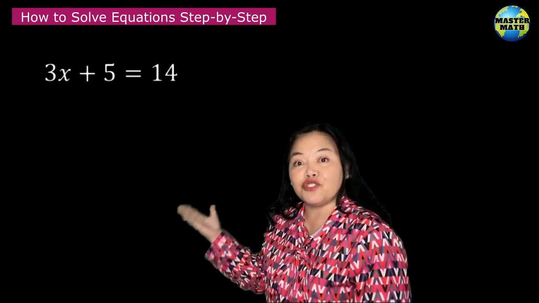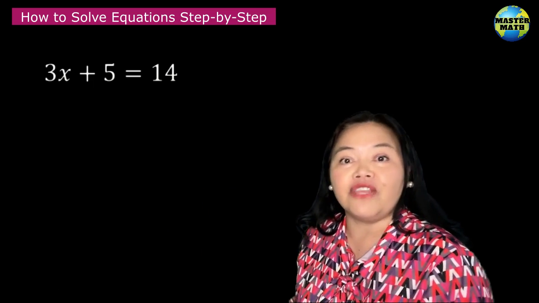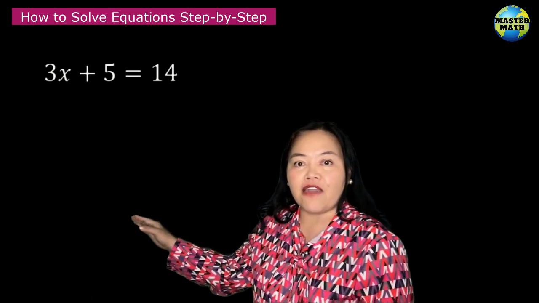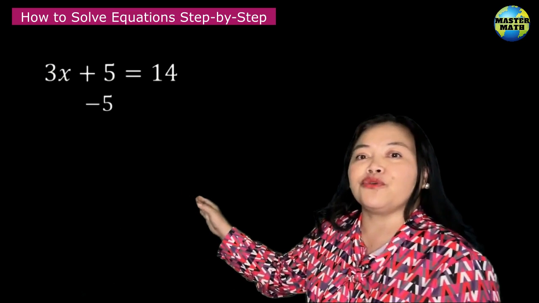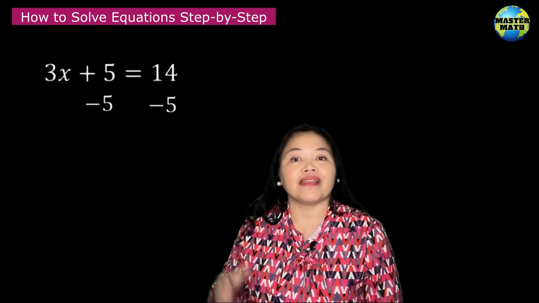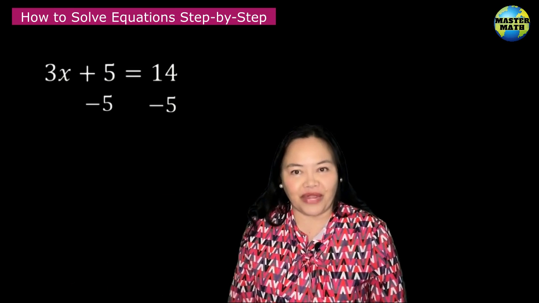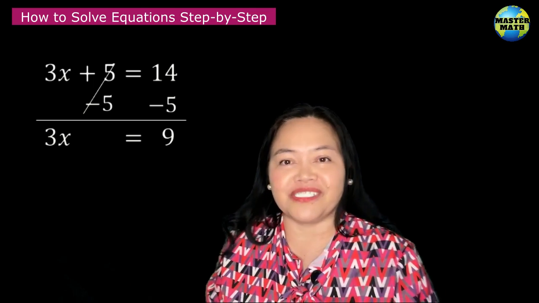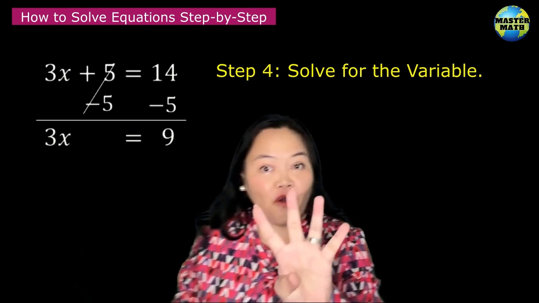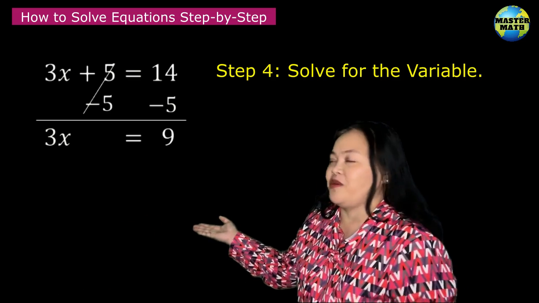So we apply subtraction to both sides of the equation. 3x plus 5 minus 5 is equal to 14 minus 5. This simplifies to 3x is equal to 9. Now we're one step closer. Step 4, solve for the variable.